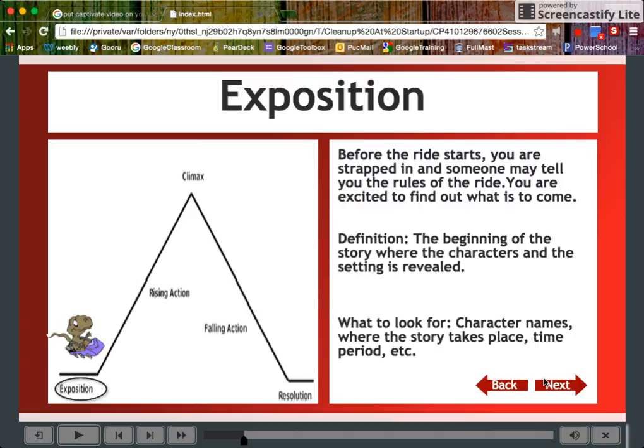Exposition. Before the ride starts, you are strapped in and someone may tell you the rules of the ride. You are excited to find out what is to come. Definition. The beginning of the story where the characters and the setting is revealed. What to look for. Character names, where the story takes place, time period, etc.